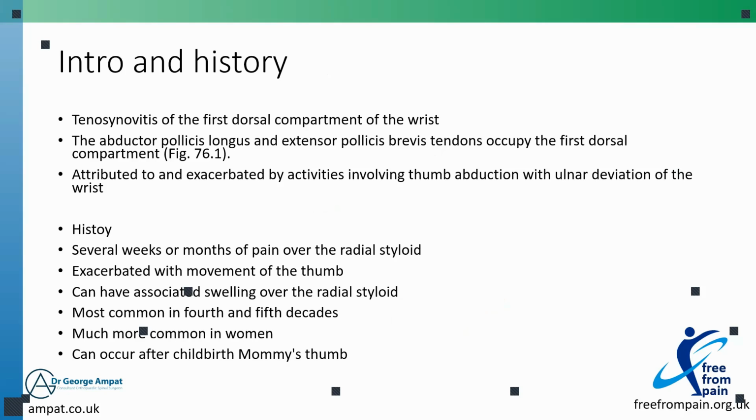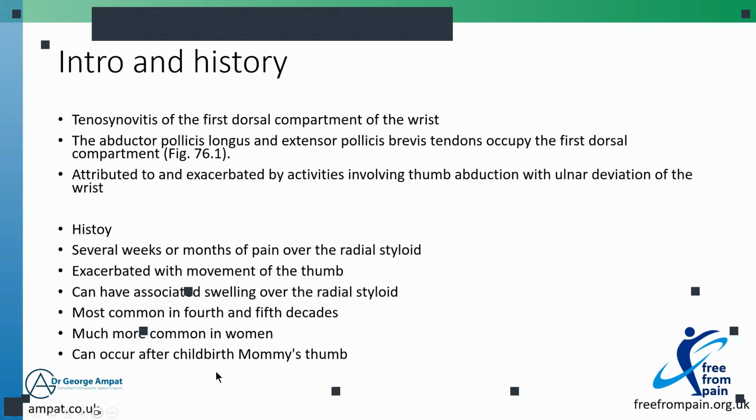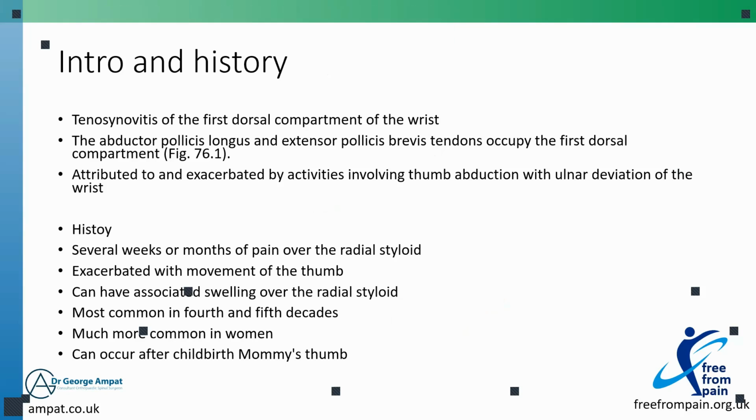It is also called the mummy's thumb, because young mothers who have little babies tend to hold their babies by their arms, by their chest, in their armpits, and lift them. And that is the common position. Repeatedly, suddenly lifting, you have a new baby, you're lifting for a year, and that can cause inflammation in the extensor pollicis brevis and the abductor pollicis longus, and that is what happens in De Quervain's.